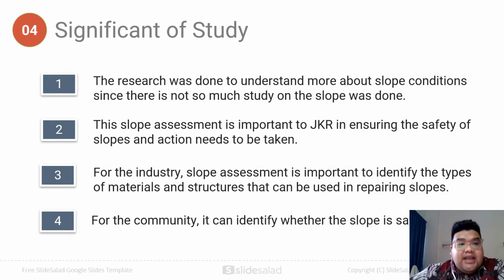What is the significance of the study? This research was done to understand more about slope conditions, since there is not so much study on slopes. The second one, slope assessment is important to JKR in ensuring the safety of slopes and what action needs to be taken. For the industry, slope assessment is important to identify the type of material and structures that can be used in repairing slopes. And fourth, for the community, it can identify whether the slope is safe or not.